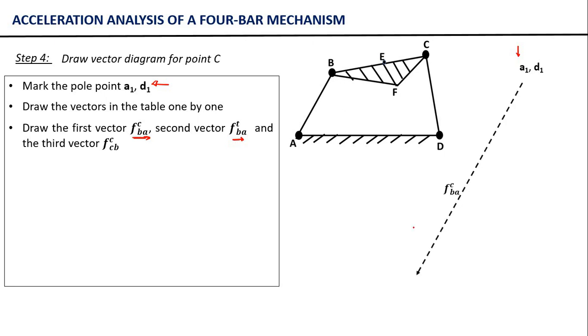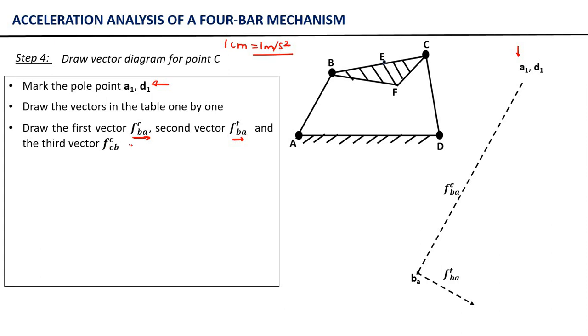So this is basically FBAC, and then finally this is your FBAT, correct? Just remember here, right now I am choosing simply a scale of 1 centimeter equal to 1 meter per second square to draw these vectors. So now after this, let us draw another vector in the table.